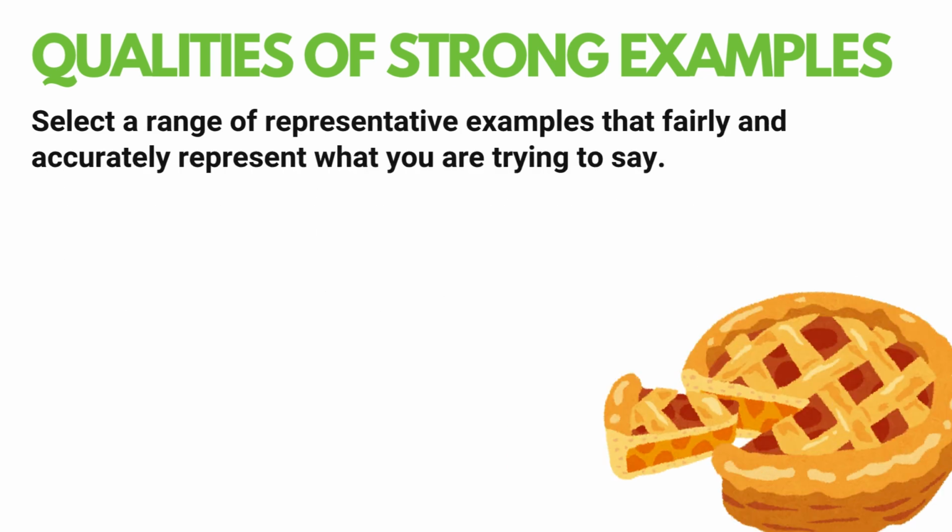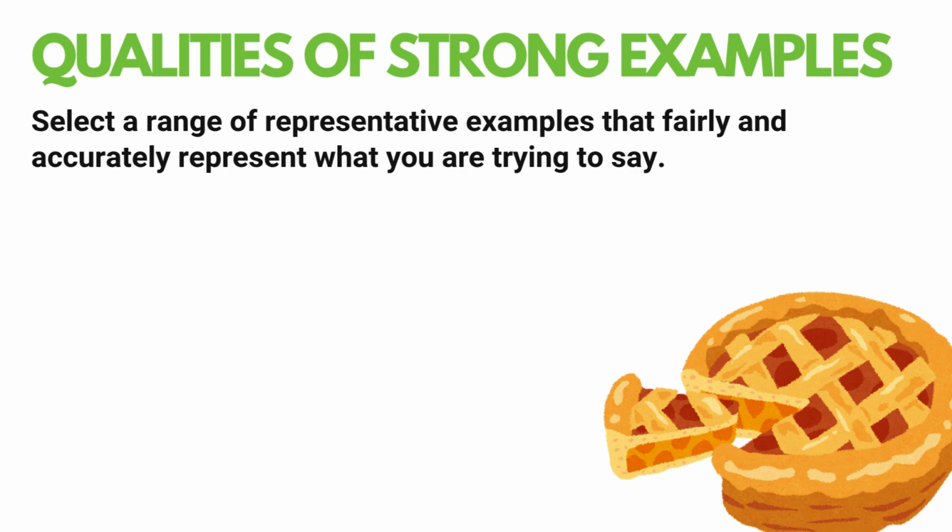Lastly, think about range and representation. The examples you choose should fairly and accurately represent what you're trying to say, and they should represent the rest of that pie. So remember, thin slicing. Your examples have to be thin slices of that overall pie.